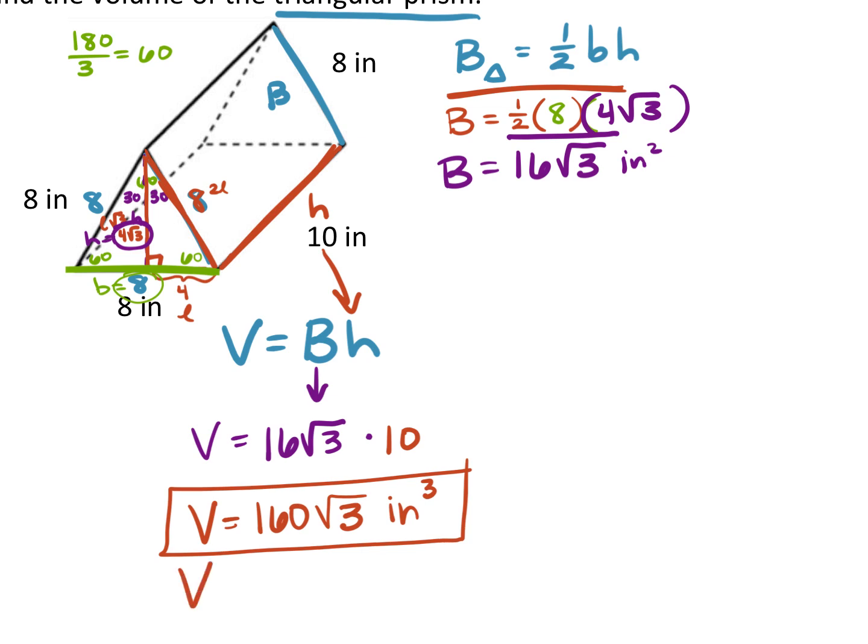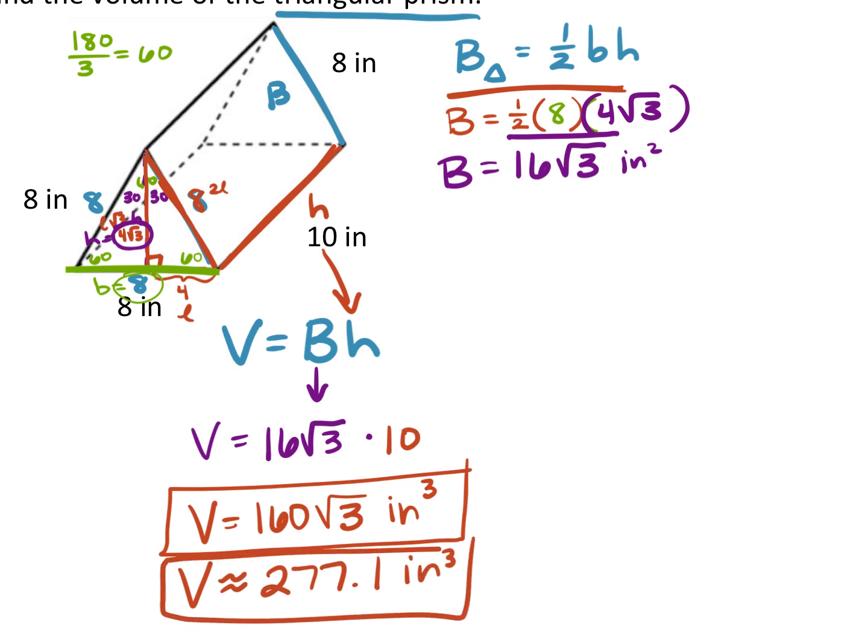If they said round it, then we would say that's approximately 277.1 cubic inches. Just pay attention to what they ask you. Sometimes they're going to say to the nearest tenth. Sometimes they're going to say leave it in simplest radical form. See what they want. Any questions on that? There's a lot going on there, huh?